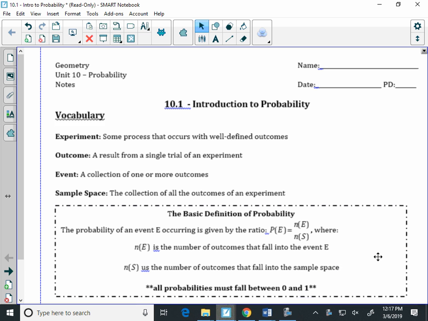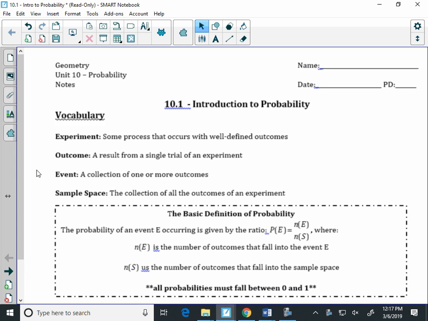But just some basic vocab. An experiment is just some process that occurs with all defined outcomes. So, flipping a coin and seeing what the coin lands on, that's an experiment. Okay? You're doing an action and you're seeing what the outcome is. An outcome is just a result of that experiment.